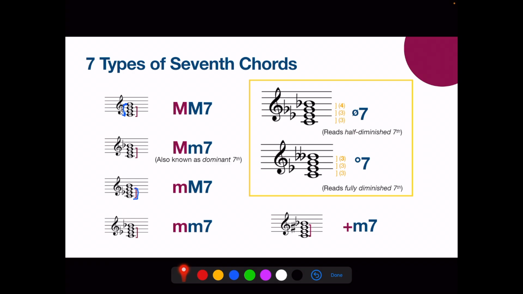And how you would notate this is you will draw a little circle, and because it's half, you're going to draw this slash through the circle, and then 7. So instead of what we did in the triad, where if it's, let's say, C diminished, we have C and then a circle. Instead of that, now we're going to have C diminished but half diminished 7. Okay, so let's listen to this one. A C half diminished 7 sounds like this.